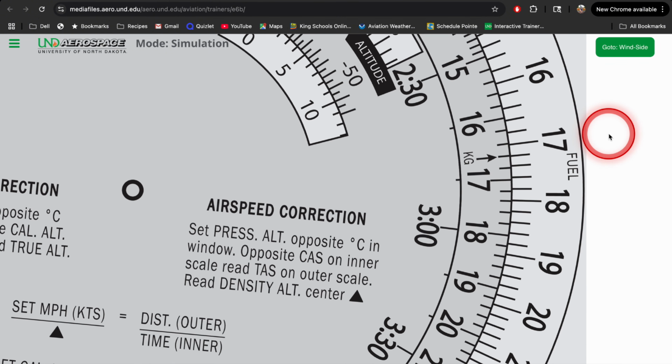Our next step, fortunately you're not done yet, is to convert, or correct, the airspeed. Our airspeed was 130 knots in the example. For this, it says opposite calibrated airspeed on the inner scale, read true airspeed on the outer scale.